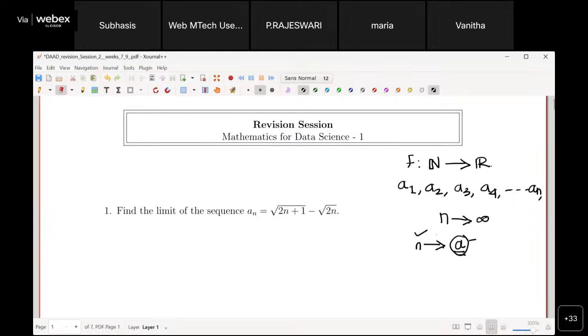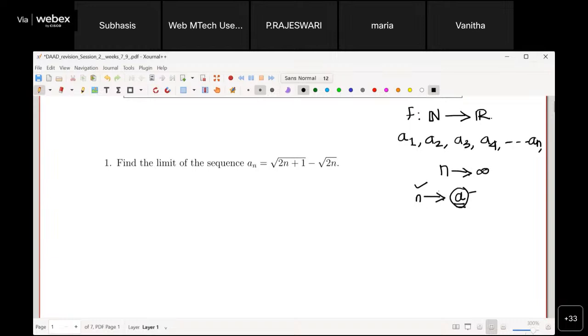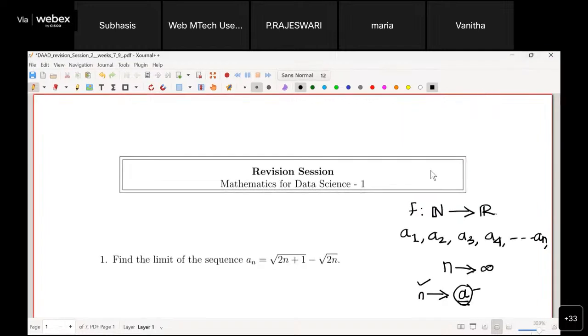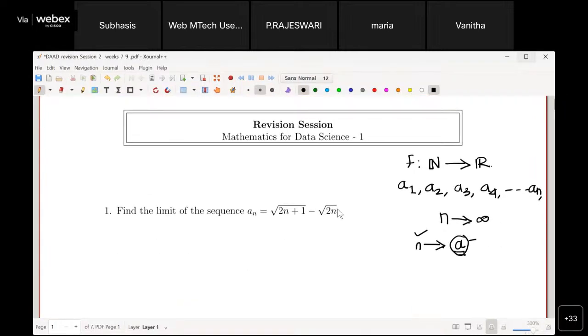So let me start with this question. Suppose we have the sequence an, whose nth term is basically square root of 2n plus 1 minus square root of 2n, multiplied by a factor of 2n. What we need to do here is find the limit point of this sequence. Can one of you tell me how I can get the limit point of this sequence? Hello, am I audible? Yes, sir. Any idea how I should solve this question?